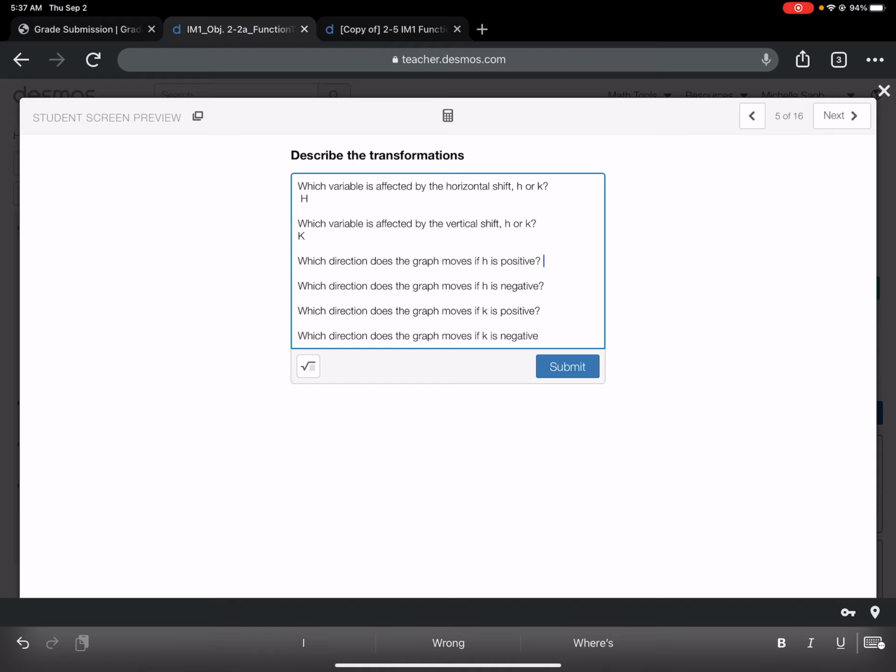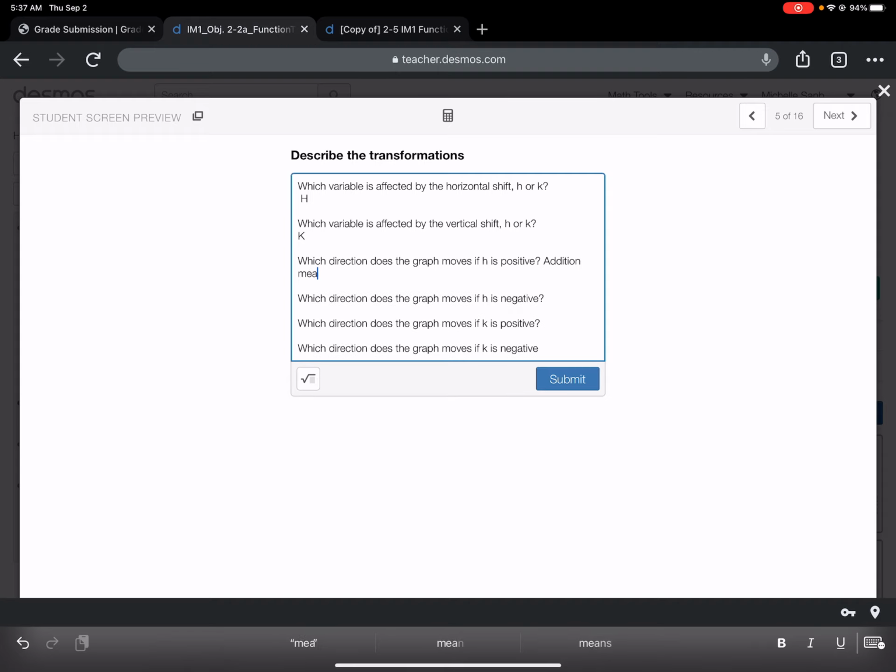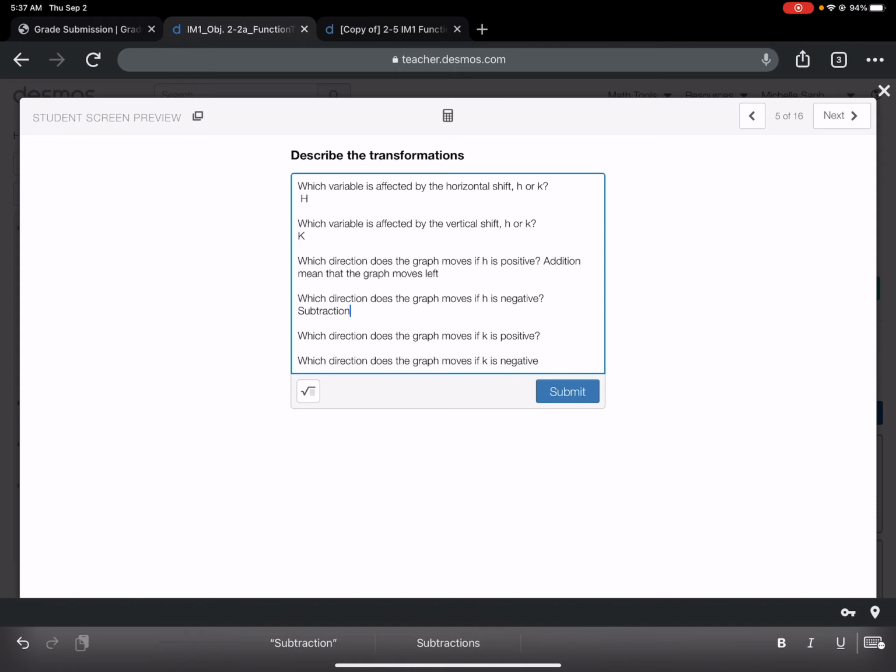What direction does the graph move if H is positive? So it's not really positive, it's if there's an addition sign between there. So the addition sign means that the graph moves left. The subtraction sign inside that parentheses means that the graph moves right.